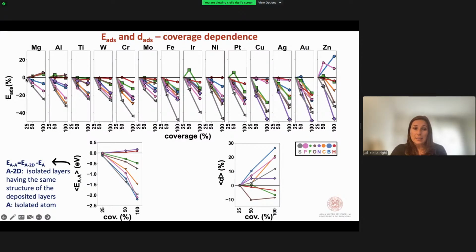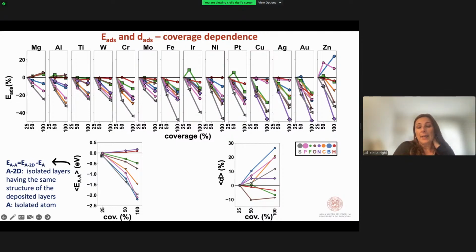In this plot, I reported the adhesion energy as a function of coverage. We consider 25, 50, and 100% coverage. And we found that for almost all the adsorbed species, the adhesion energy decreases as a function of coverage, as can be understood by analyzing the interaction energy between the adsorbed atoms, which can be easily calculated by just considering the monolayer of adsorbed atoms and comparing the energy per atom with the energy of the isolated atom.